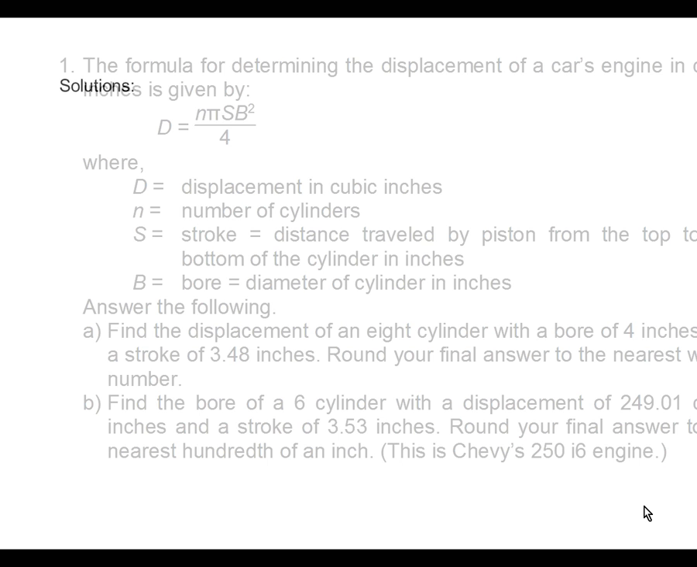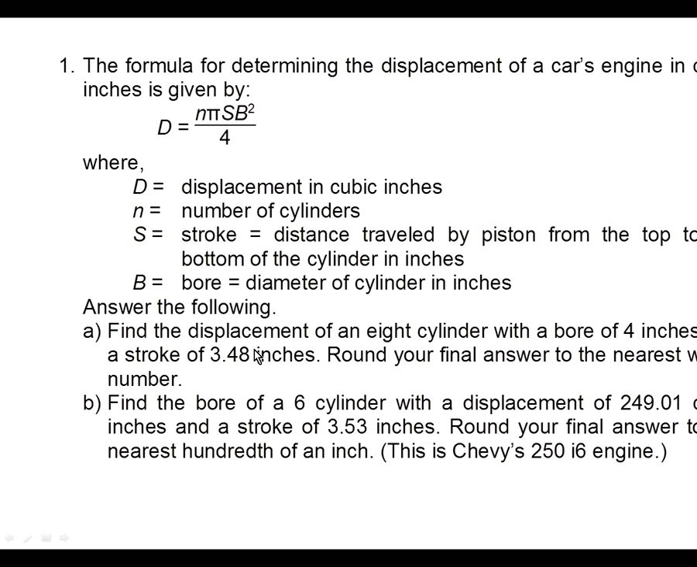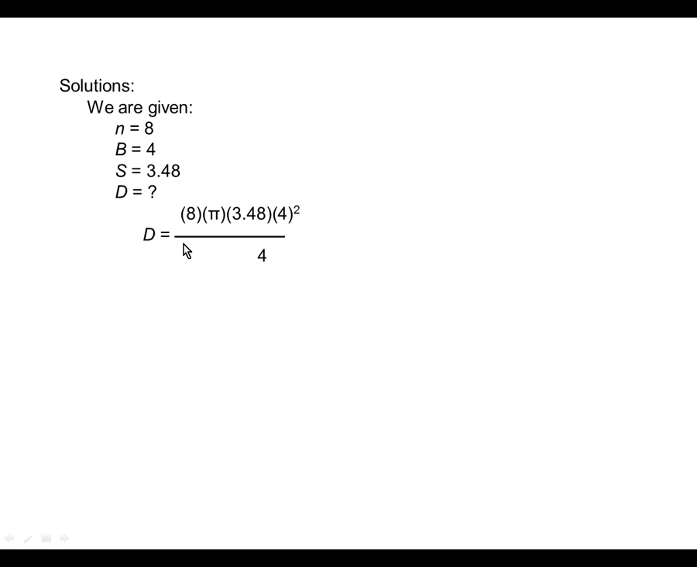Okay, our solutions. This is part A. N is equal to 8, it was given as an 8-cylinder. B is 4. The stroke, S, is 3.48. And we're looking for the displacement. So we fill in the numbers: 8 pi times 3.48 times 4 squared all over 4. So we filled in the values into that formula.